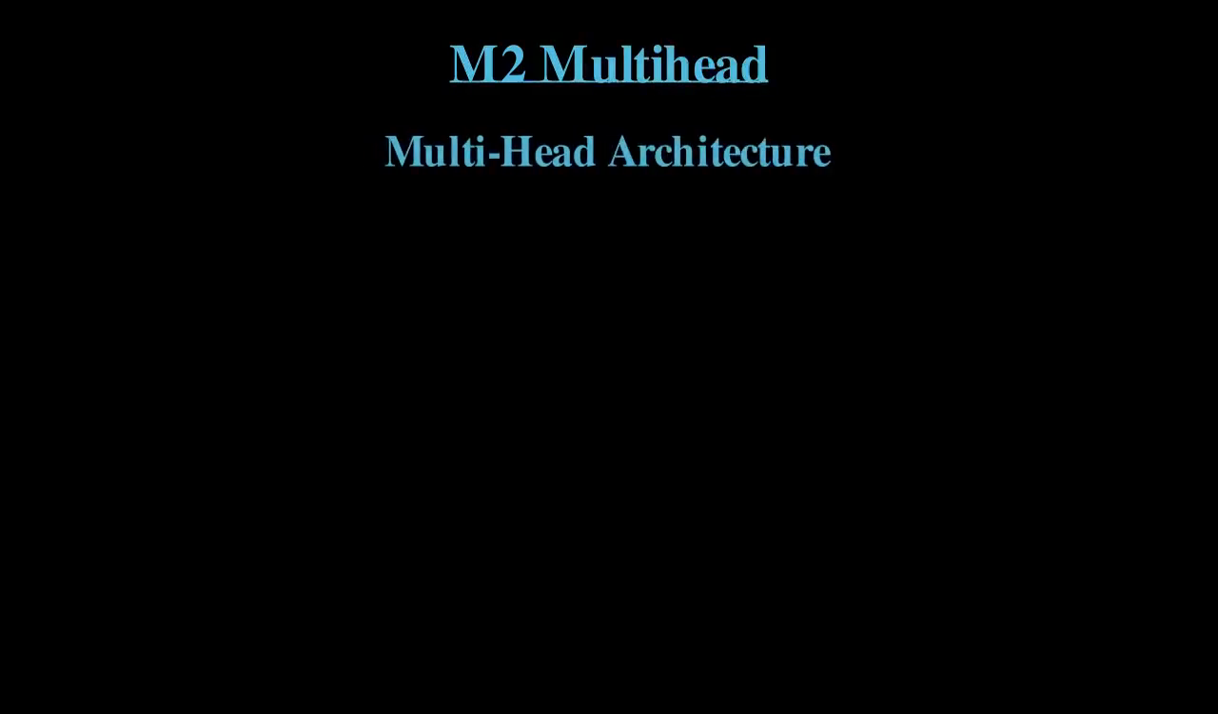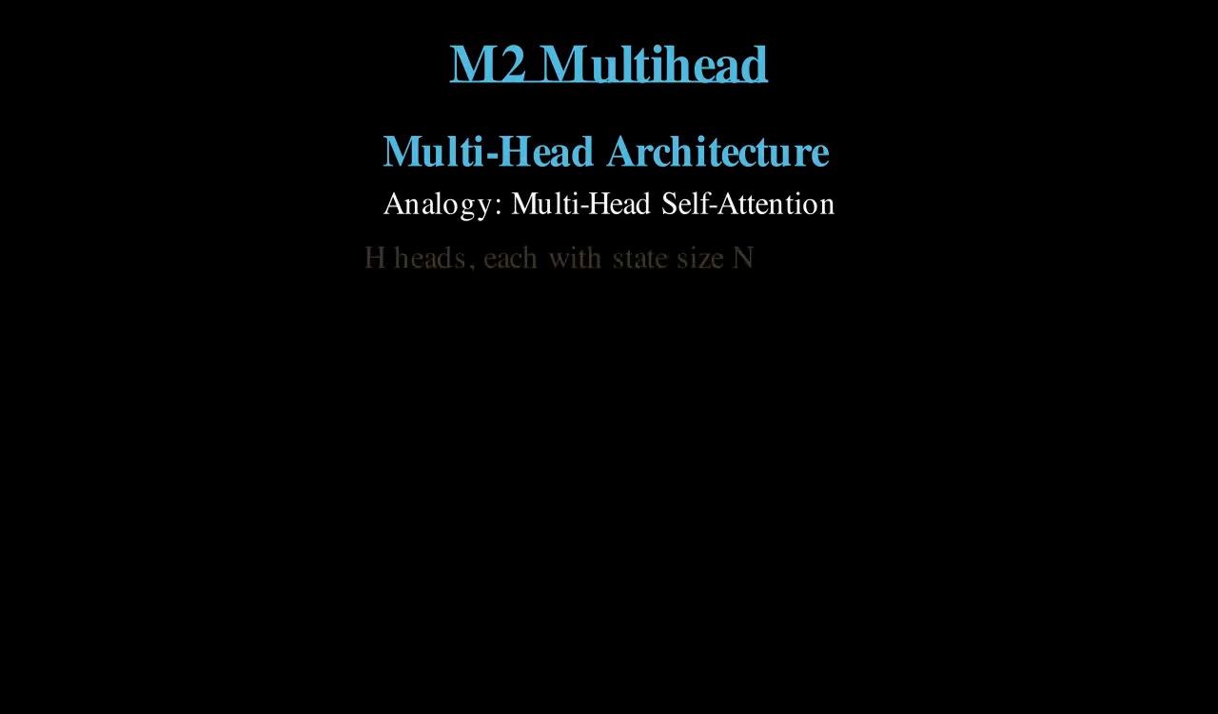Next, Mamba-2 formally introduces a multi-head structure, much like we see in transformers. The model is divided into H heads, where each head operates on its own smaller state of size n. And this state size n is now much larger, often 64 or even up to 256, compared to 16 in the original Mamba. Why was this not easy before?